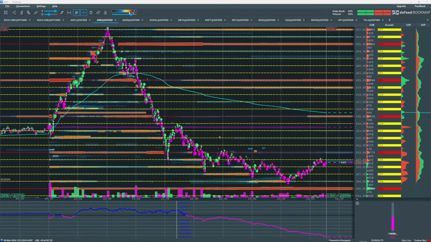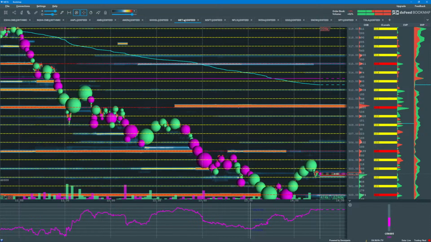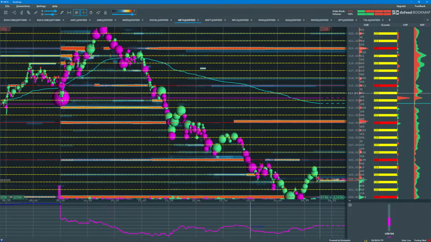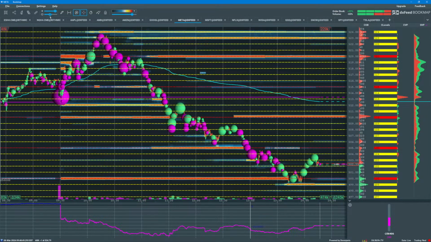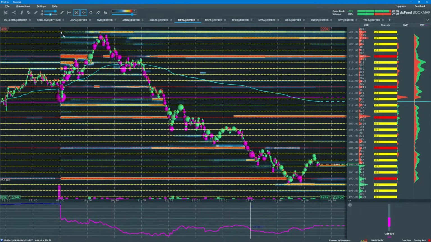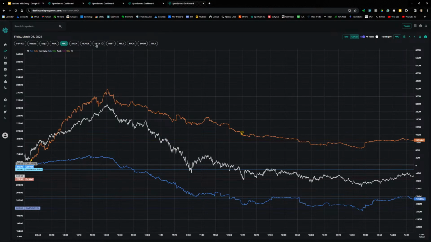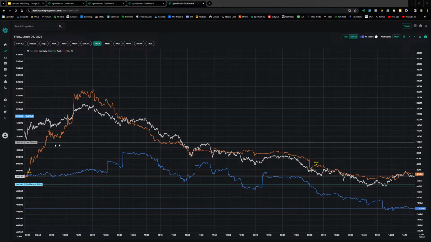All right, the next, Meta. Adjust the volume dots just a little bit. All right, for Meta, 520 is the call wall. Price breached that level briefly. This is very typical for Meta. Let's go to Meta. This is very typical for Meta.